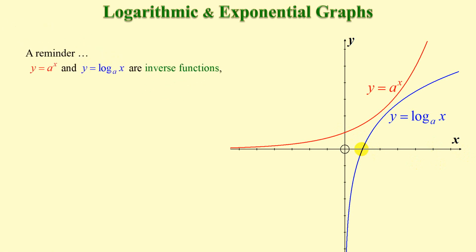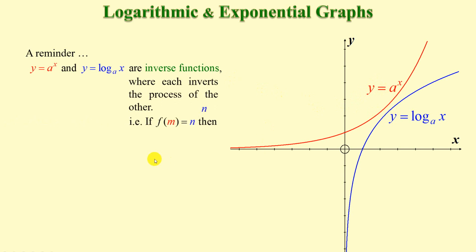A bit about them. A reminder that these are inverse functions. We have dealt with that earlier. With an inverse function, the one reverses the process of the other one. So for example, if f of m is equal to n, then f minus 1, the inverse function, f minus 1 of n, will be equal to m. So you'll notice m goes to n, and then this takes n back to m.